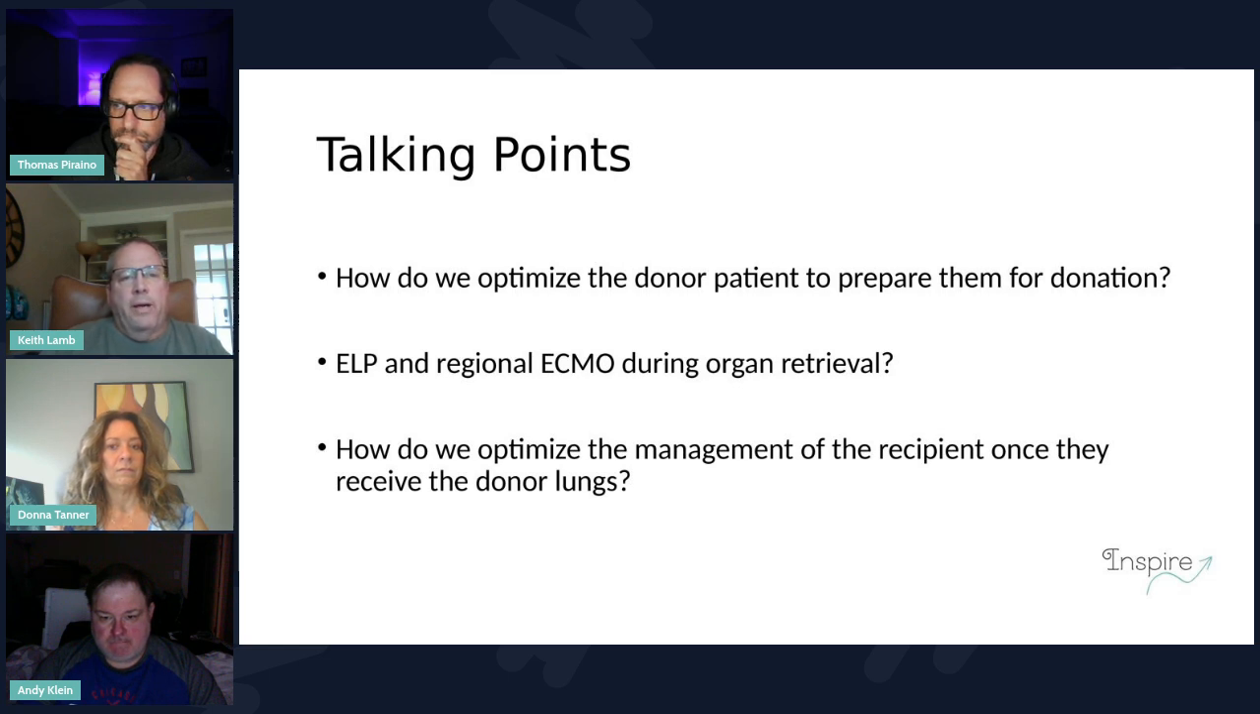But we'll go through at first and talk about how do we optimize the donor patient. So a minute ago, when I said there's really two patients, we're going to talk about lung donation today. We'll talk about how you optimize the donor patient to prepare them for donation. We'll talk a little bit about ex vivo lung perfusion and regional ECMO during organ retrieval. And then finally, how do we optimize the management of the recipient once they've received the donor lungs?